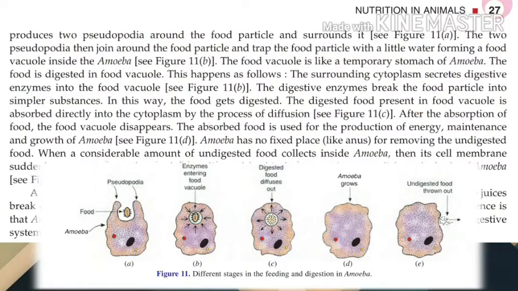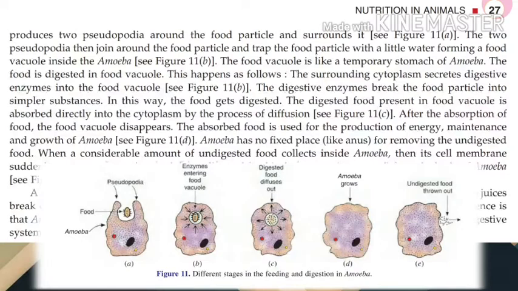Look at figure 11b. Here the two pseudopodia have joined and a small food vacuole has been formed. Isn't it? Yes, the food vacuole is like a temporary stomach of amoeba. Understand? Food is digested in the food vacuole.